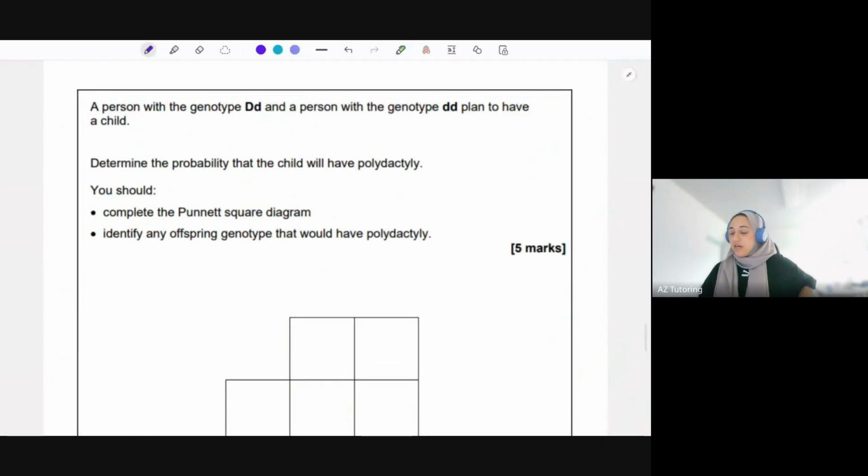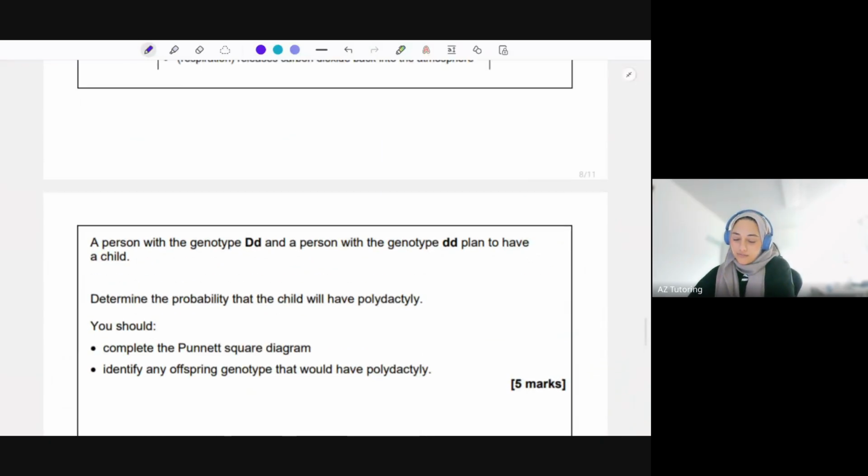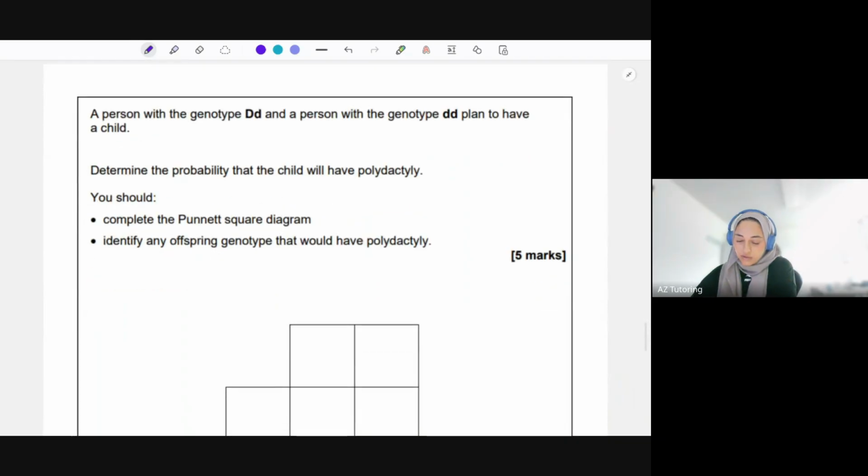Now I just want to show you another question like that. They gave 5 marks for this one. This was on a paper 2 years ago. Okay, let's look at this one. It says here a person with genotype capital D, small d, and a person with genotype small d plan to have a child.